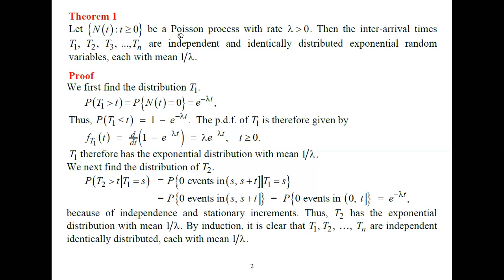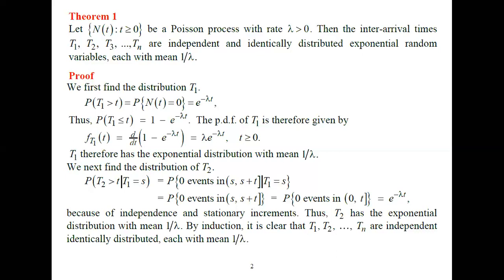Okay? So the proof is here. We first find the distribution of T1, then the distribution of T2, T3, up to Tn. According to this theorem, they all follow the same distribution, independent and identically distributed, all of them with mean 1 over lambda. First we start with T1. When we finish with T1, we go to T2. Once we prove it for T1 and T2, by induction we can conclude that it works for all the other time intervals.